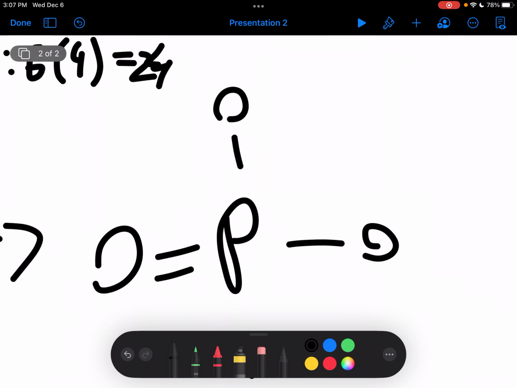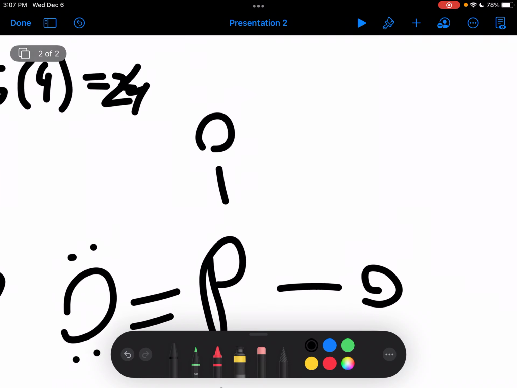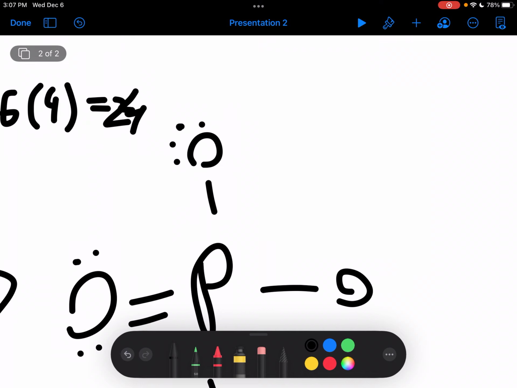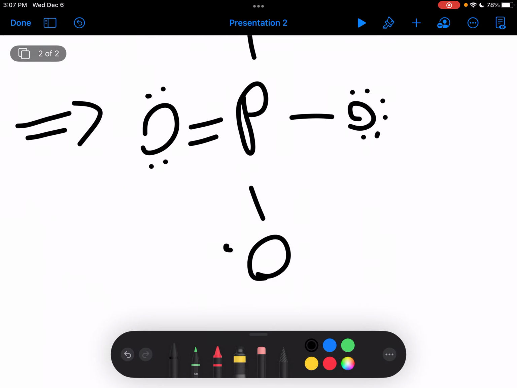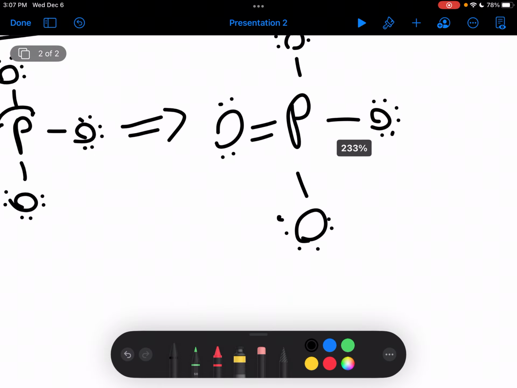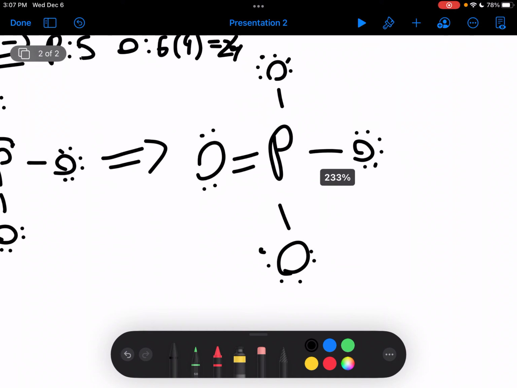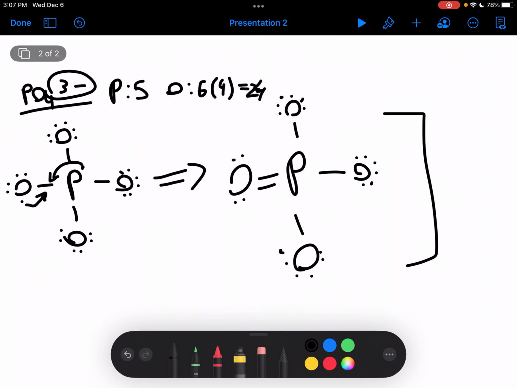And it's going to have a double bond right here with 4 electrons over here, 6 over here to complete its octet, and 6 right here. And of course we have to add the 3- charge.